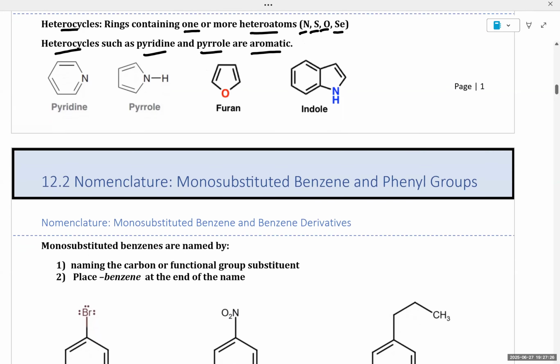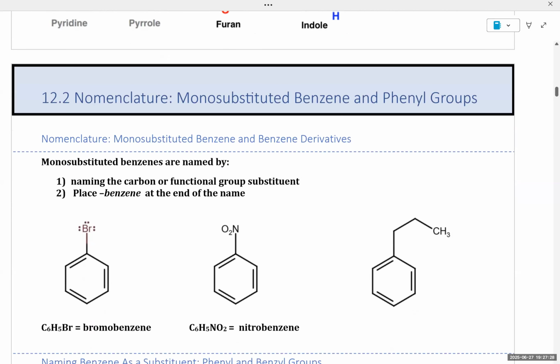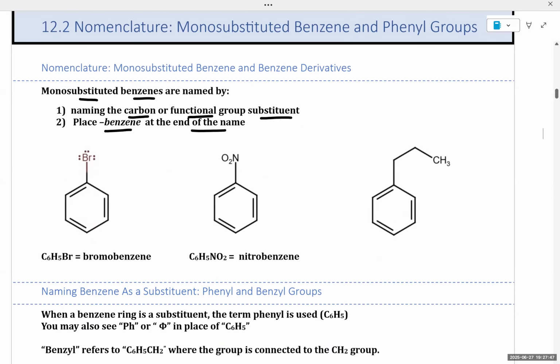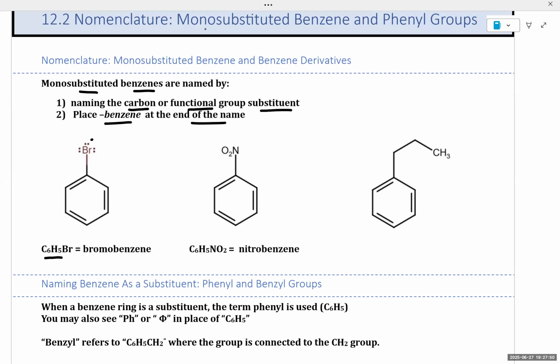Okay, continuing on, let's talk a little bit about the nomenclature for monosubstituted benzene rings. So monosubstituted benzenes are named by naming the carbon or functional group substituent and then placing benzene at the end of the name. For example, C6H5Br would be named as bromobenzene. If we have a nitro group attached to the benzene ring, this would be nitrobenzene.